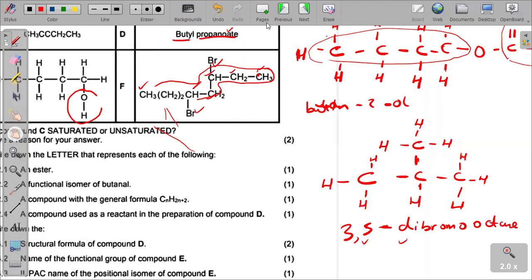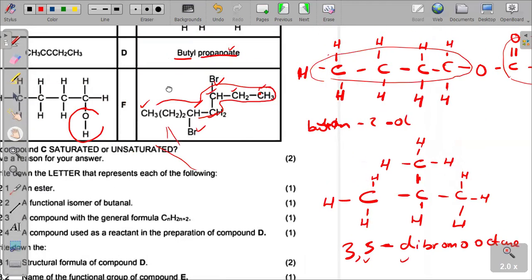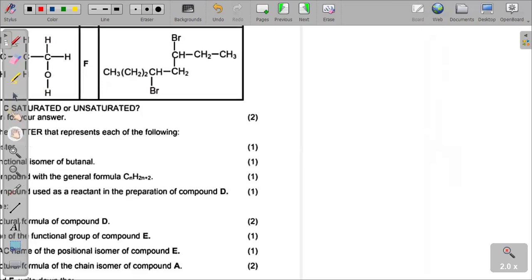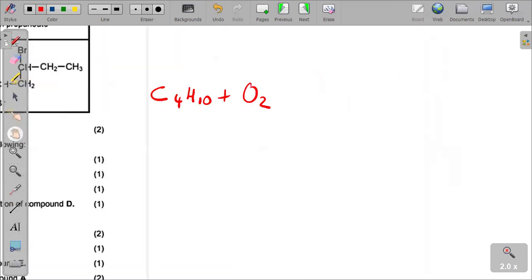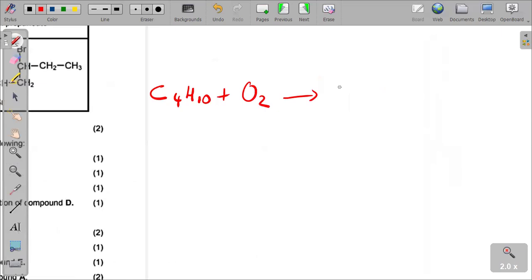Compound A, we have seen that it's butane. So what is its molecular formula? Butane has 4 carbon atoms. A molecular formula is simply showing us the number of atoms that are in the compound, so we see it as C4H10. When it undergoes complete combustion, it means it is burning in excess oxygen. So we have butane burning in excess oxygen. What are the products? The products are carbon dioxide and water.